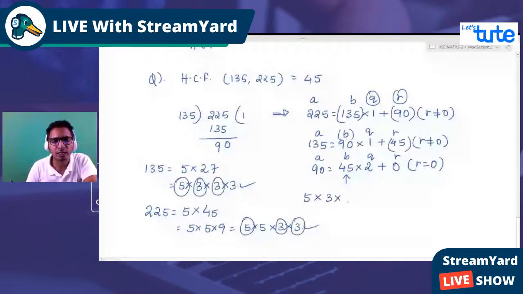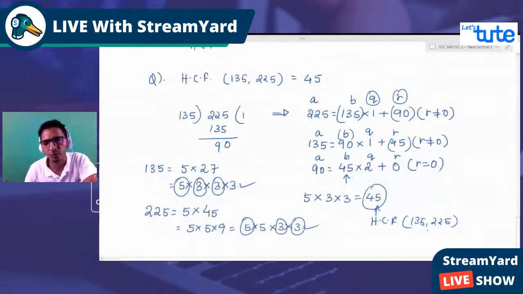Whatever we get from here will be our HCF. So 5 multiplied by 3 multiplied by 3 gives us 45. So you can check it this way also, that our HCF for 135 and 225 is 45. Got it? Let me just see one more question.